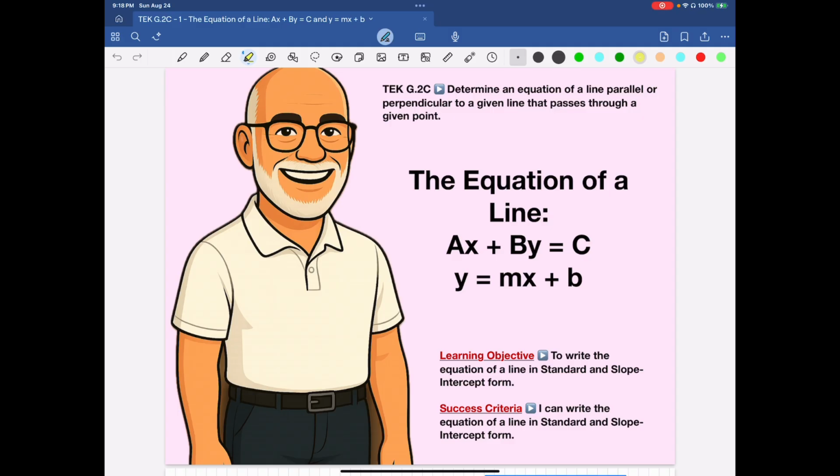And you will know you have mastered this objective when you can actually write the equation of a line in standard form and also in slope-intercept form. Now, every step you take and every skill that you learn makes you stronger. I know you can do this. So let's turn your practice into power.